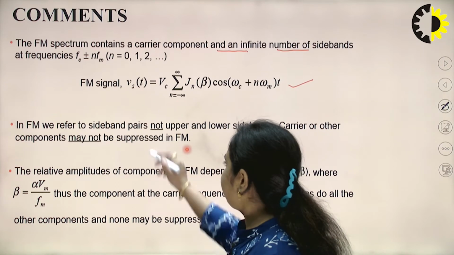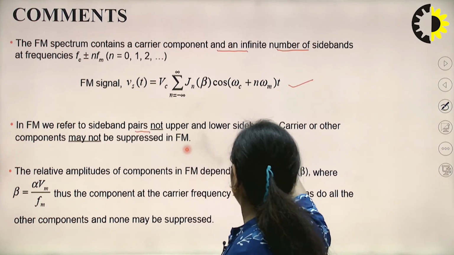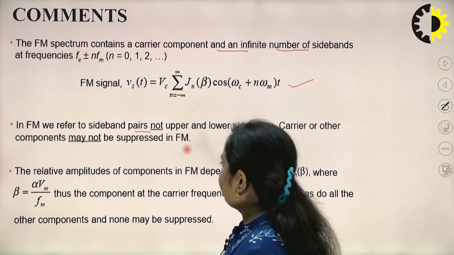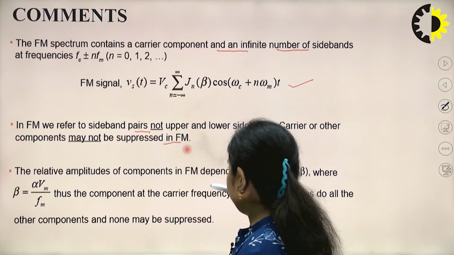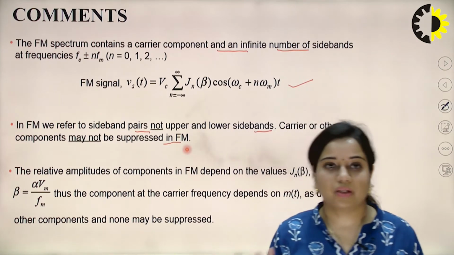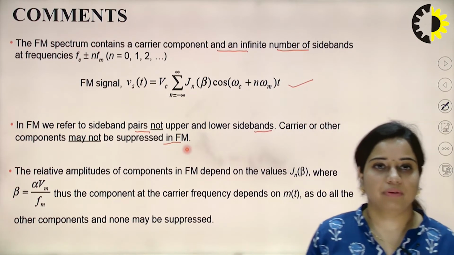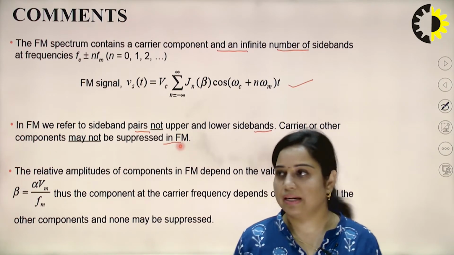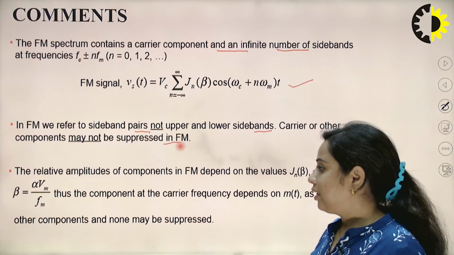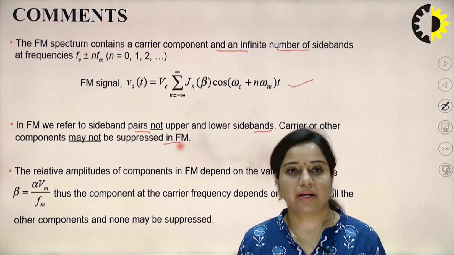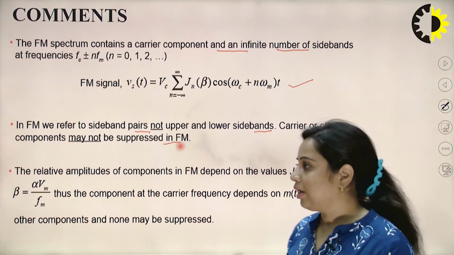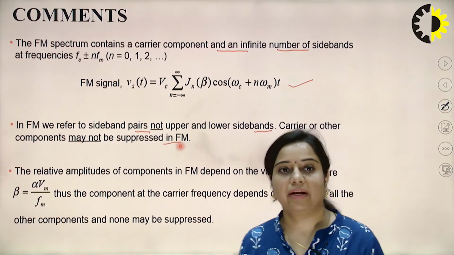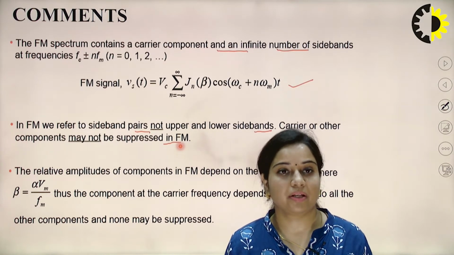Now in FM we refer to these as sideband pairs, not the upper and lower sideband pair. Carrier or other components may be suppressed in the case of FM. So there are basically two cases, NBFM and WBFM. In the case of NBFM, that is narrowband FM, mf is far less than 1. In that case only two sidebands exist, that is the upper sideband and the lower sideband. But where mf is far greater than 1, as in the case of wideband FM, an infinite number of sidebands will exist.